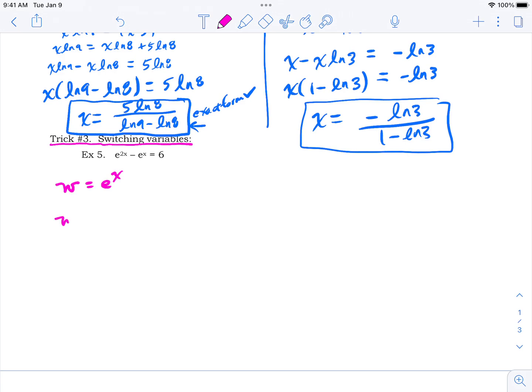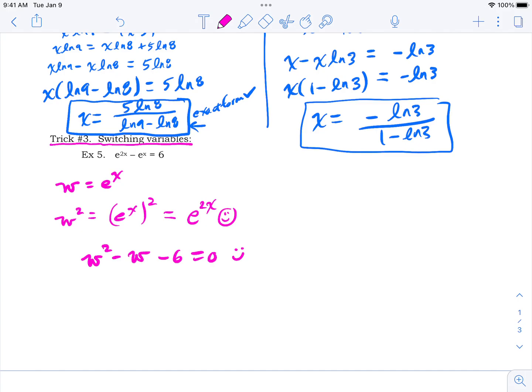What would you get if you squared w? You'd have to take e to the x and square it, right? Which you multiply the exponents together, you get e to the 2x. In other words, this is w squared. We've got w squared minus w minus 6 equals 0.